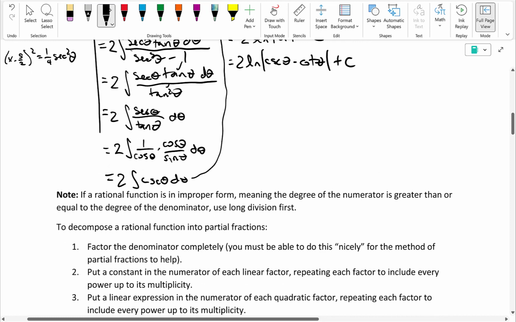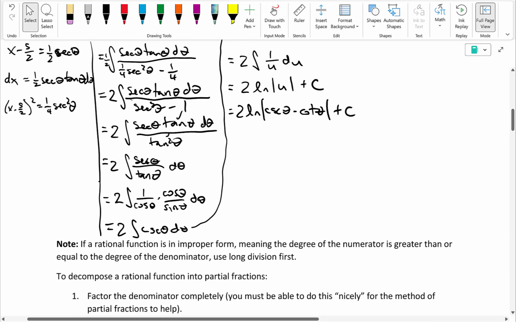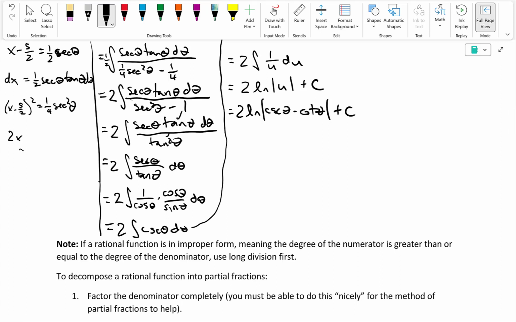So we'll put our triangle over here on the left and do some more algebra maybe. Let's see that original sub. So x minus 5/2 equals 1/2 secant theta. If we multiply both sides by 2, we get 2x minus 5 equals secant theta. And we can use that to draw out our triangle.